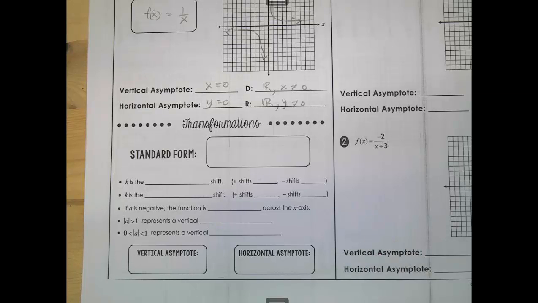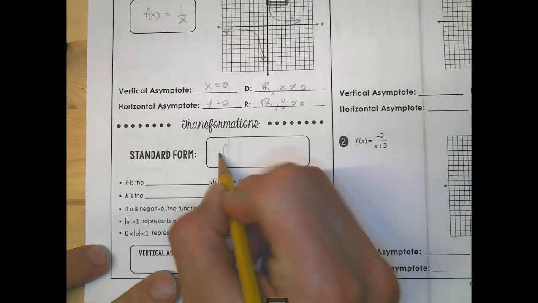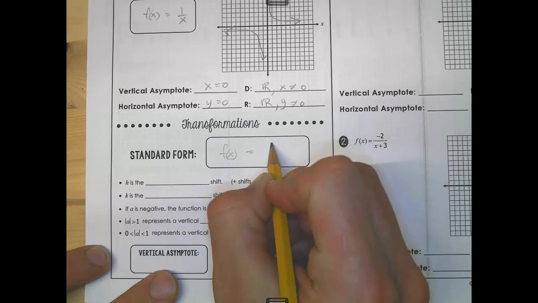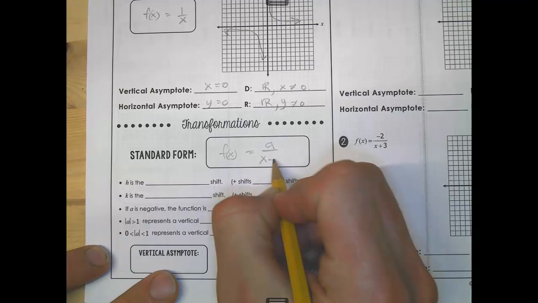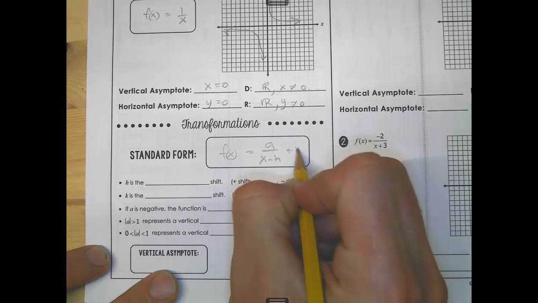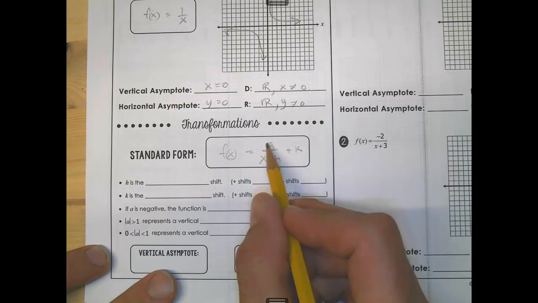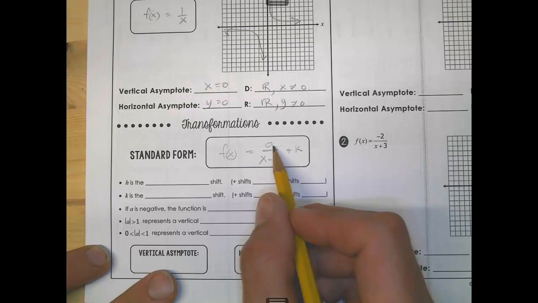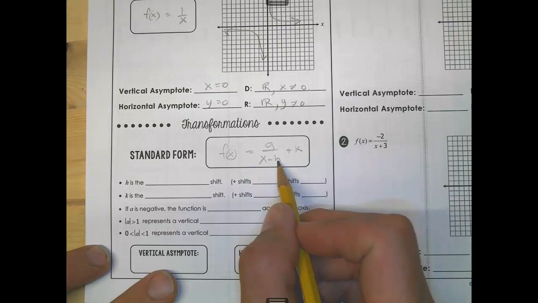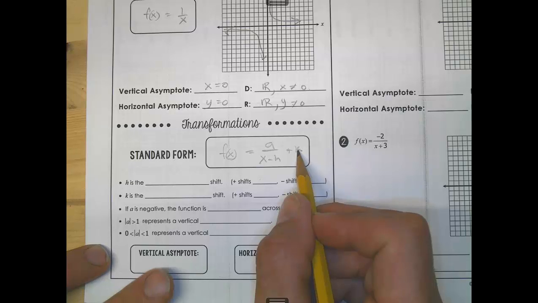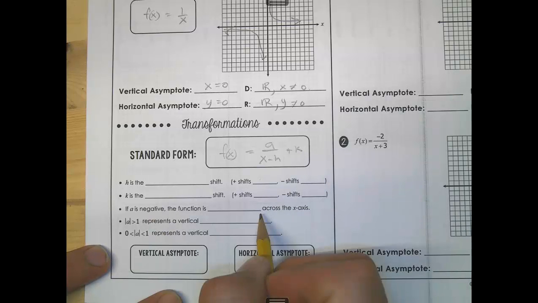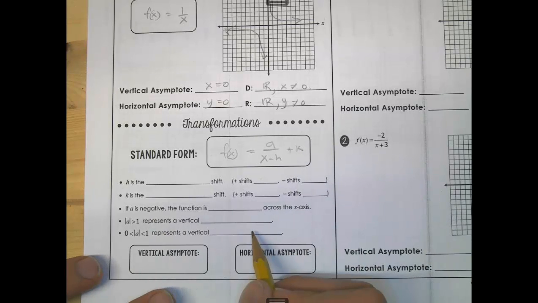Next is standard form. Standard form is f of x equals a over x minus h plus k. There's nothing special about standard form. It's just that the a is going to contribute to the vertical stretch or shrink. The h is going to be the horizontal shift left or right, and k is going to be the vertical shift up or down. So we can move these things around, and that's what all these words are. Let me go ahead and fill those out for you.